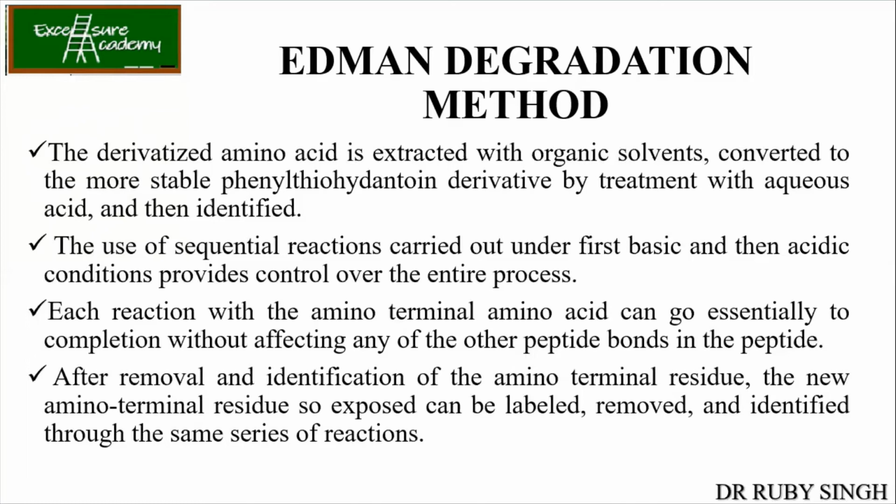Like how in the previous method we used 6 molar HCl and because of which what happened, the entire polypeptide chain was of no use for the further amino acid detection, right? So here it is controlled use of both basic and the acidic conditions. Now each reaction with the amino terminal amino acid can go essentially to completion without affecting the other peptide bonds, and hence after the removal what we can do, again you can label, remove and then identify till you get the series of the amino acid sequence.